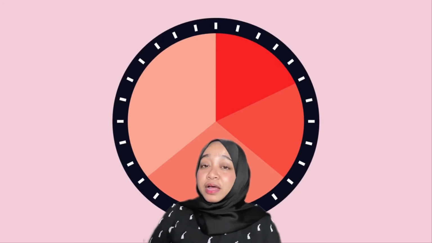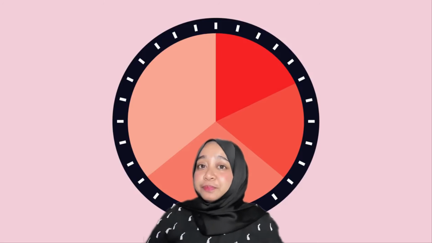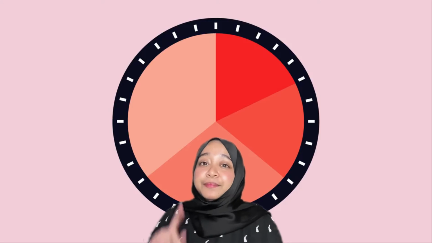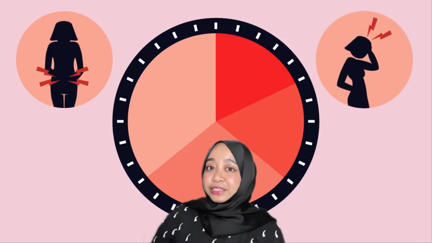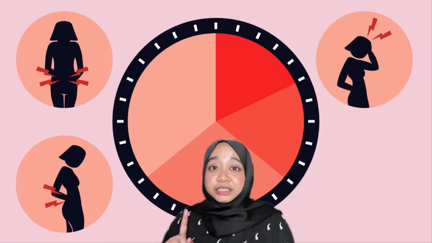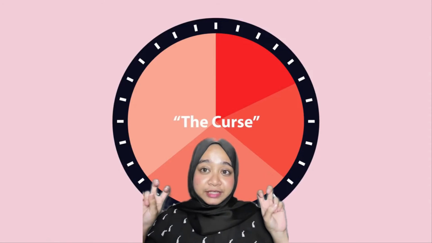As I said before, the menstrual cycle usually lasts about 28 days. During this period, women undergo drastic hormonal fluctuation as well as physical discomfort, such as abdominal cramps, headache, backache, and general nausea. This is linked to it being colloquially referred to as the curse.